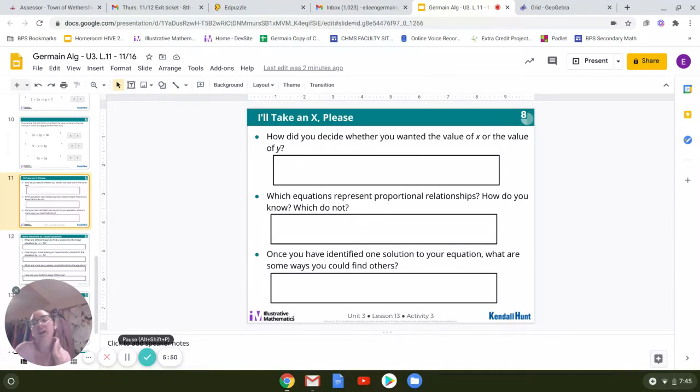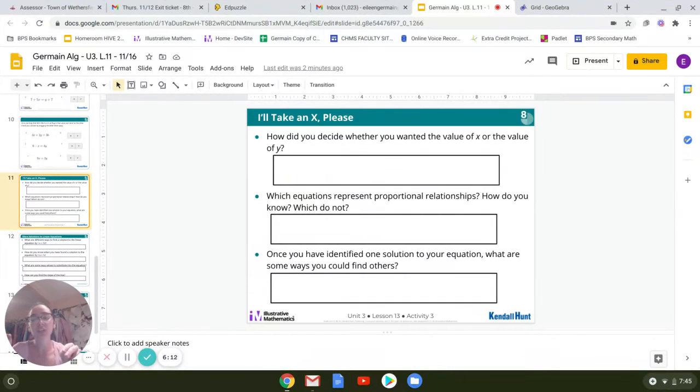Now we're looking at slide number 11. You're going to answer some questions about this activity that you just did. So let's, I'll take an X, please. How did you decide whether you wanted the value of X or the value of Y? So how did you make the decision? Tell me in this box, how did you make this decision?